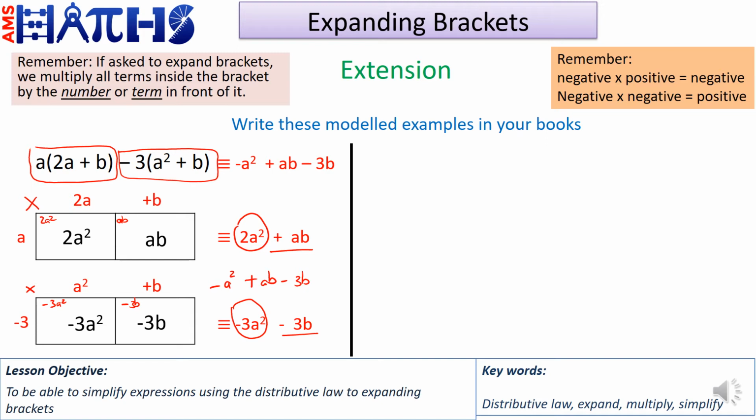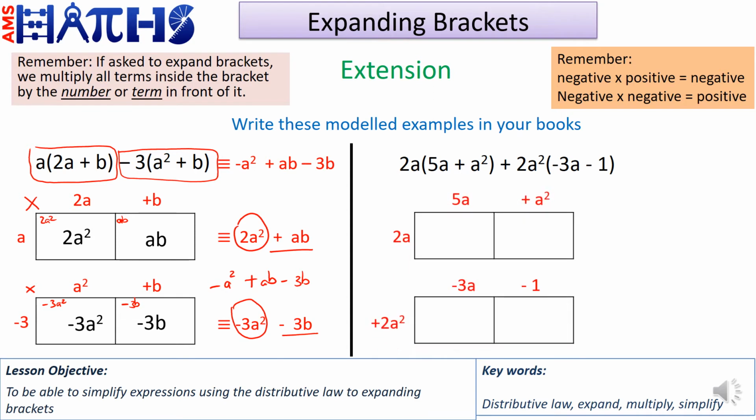For the second extension problem, I have set up the grids for you. So I'd like for you to pause the video, try the question, then come back to see what the correct answer is. So we'll multiply 2a times 5a, 10a squared, 2a times a squared, 2a cubed. So we get 10a squared plus 2a cubed.